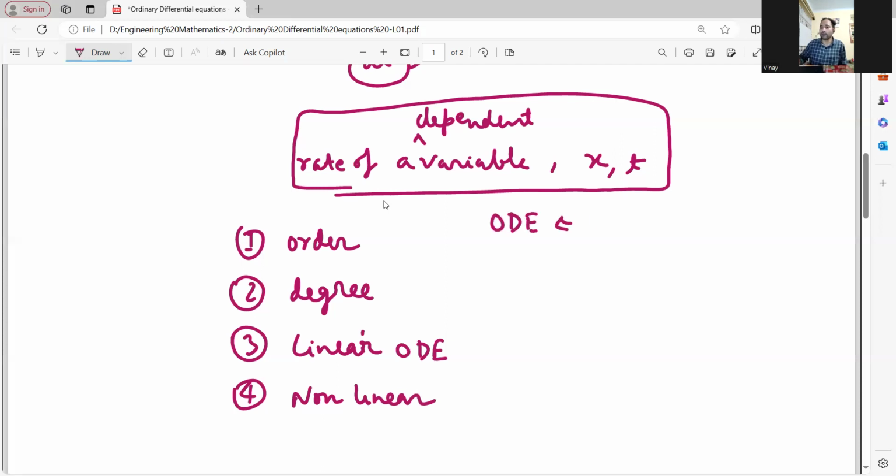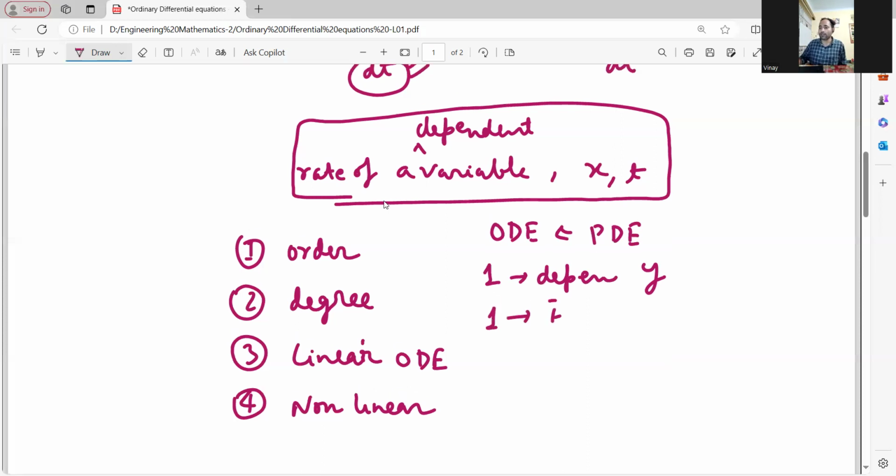Okay. So when you have one dependent variable, let's say y, it could be x, anything, and you have one independent variable, say x or time, y or z, okay, or by the way, x or t. Okay, you have only one dependent variable, one independent variable.